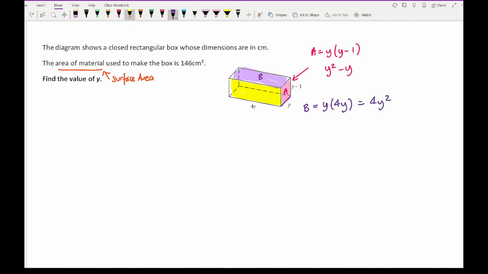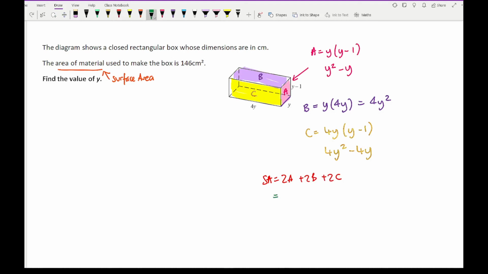And let me label this as C. C is going to be equal to 4y times y minus 1, so just multiplying the dimensions, that's going to give me 4y squared minus 4y. Now with these I've got 2 of each, so the surface area equals 2 lots of A plus 2 lots of B plus 2 lots of C.